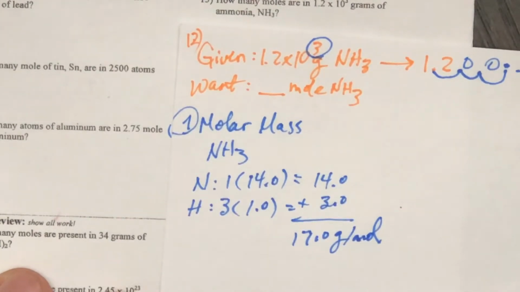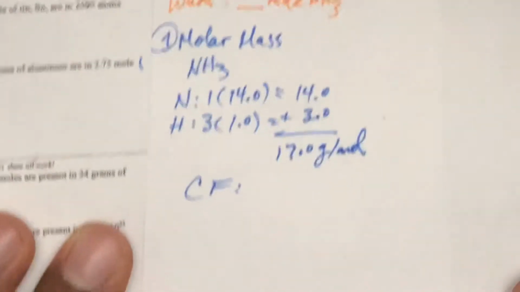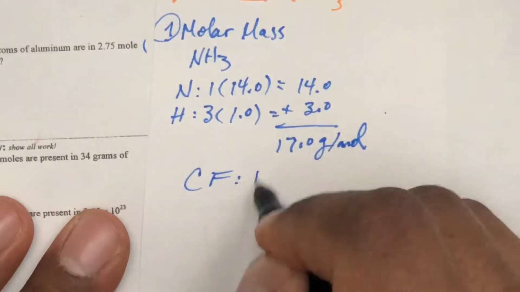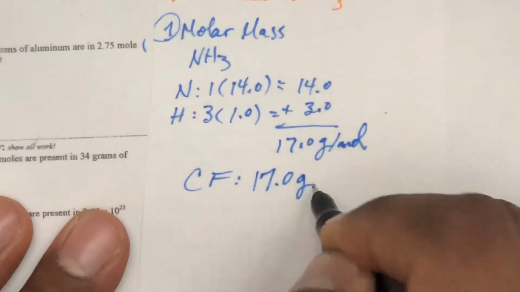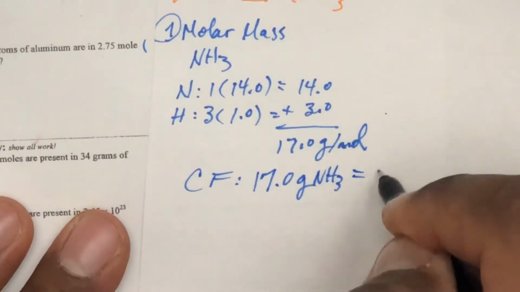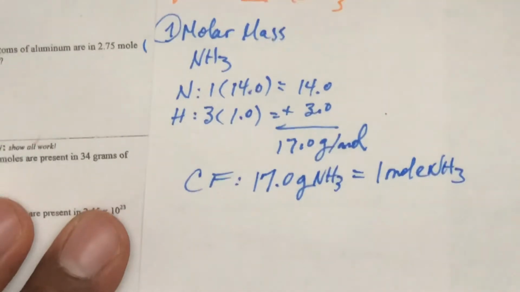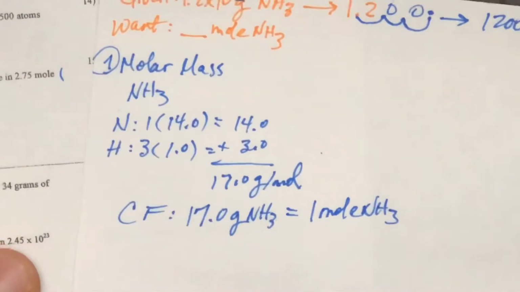Okay? So once you found your conversion factor, because this is going to be your conversion factor. You're not used to looking at it like this, but this is the way it should be, so that you don't get confused. So those 17 grams of ammonia, those will be equal to 1 mole of ammonia. So that's how your conversion factor will be.